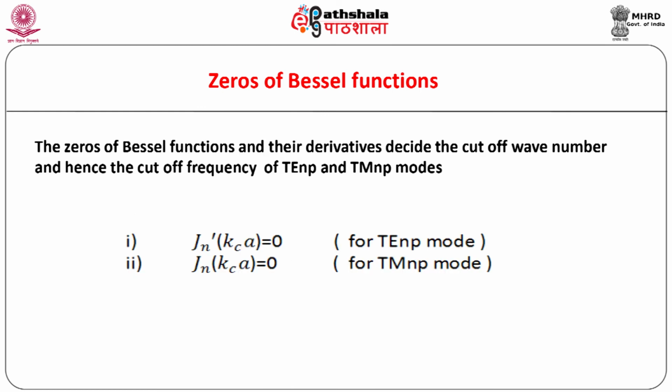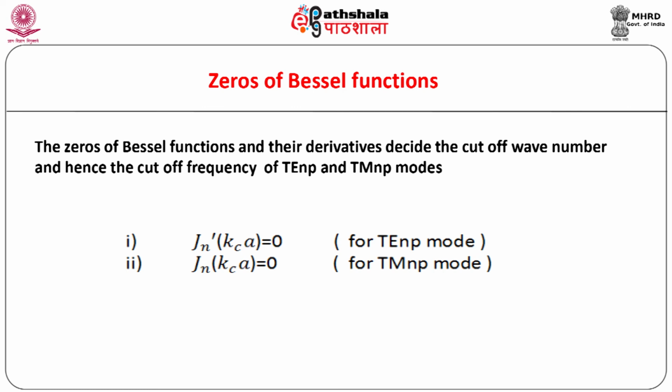Friends, a question may arise in your mind. What is the concern of zeros of Jn x and its first derivative Jn dash x with cylindrical waveguides? The answer lies in the fact that these zeros decide the cutoff wave number kc and the cutoff frequency fc of TE np and TM np modes.